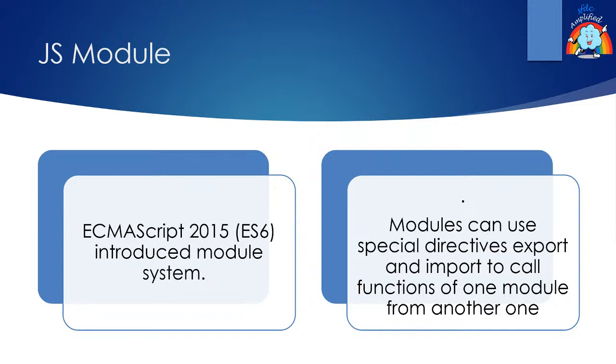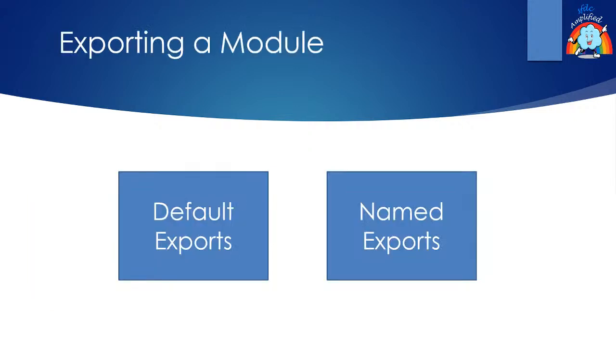Modules can use directives like export and import to call functions of the module, like a file, from one another. So if you want to import one file, we can simply use import and export to do that. Now let's understand exporting a module in a little bit more detail. All these concepts are coming from ECMAScript. I have taken it from ES6, so you can go ahead and check that.